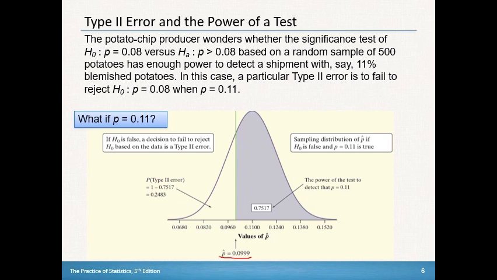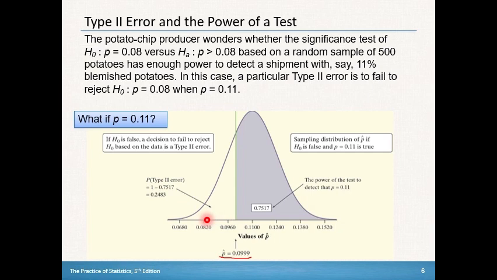Now, notice this sampling distribution is centered at 11% because that's the true blemish rate of the truckload of potatoes. Again, this is all theoretical because when this truckload comes in, we don't know if it's 11%. But if it comes in at 11%, the sampling distribution would look like this. Most of the samples will be about 11% from this truckload, but some might be slightly lower than 10%. If our p hat, our sample statistic, is below 10%, we will fail to reject the null hypothesis. And so that's a type 2 error.